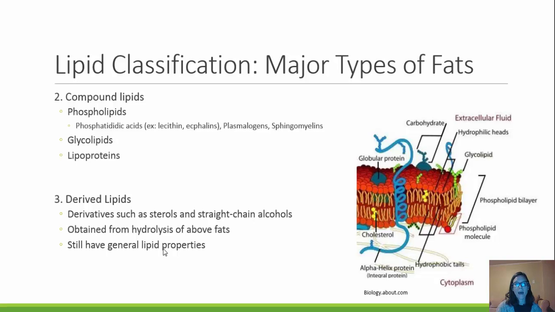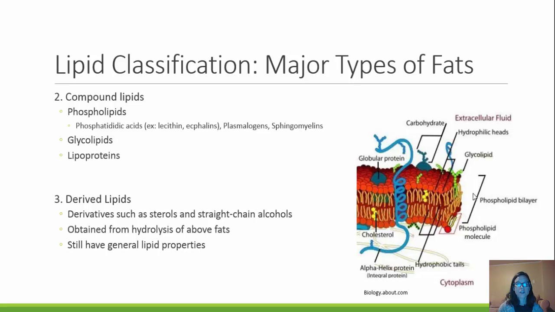Okay, we also have compound lipids, such as our phospholipids, glycolipids, and lipoproteins. So all of these are present in our plasma membranes. Phospholipids include phosphatidic acids, plasmalogens, and sphingomyelins. Glycolipids are carb-containing and often used for cell signaling, and we can see one of those over here in the plasma membrane. And lipoproteins are lipids associated with proteins, and we'll talk about them a lot today.